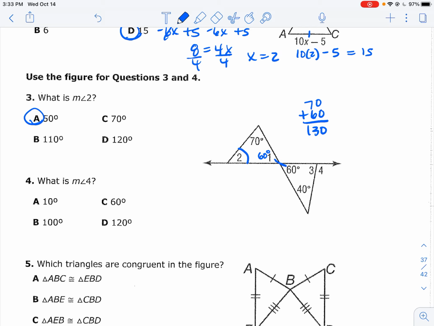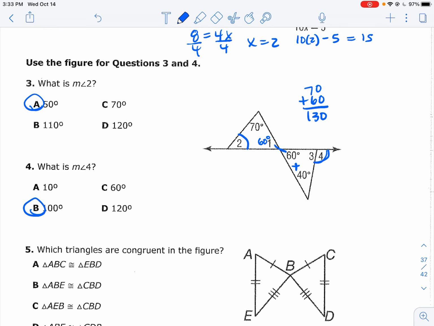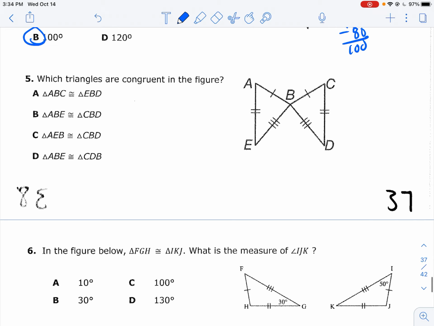Now, what's the measure of angle 4? Well, angle 4 is the exterior angle. And according to the exterior angle theorem, it is the sum of the two angles inside that are not adjacent. And so 60 and 40 make 100. Now, we could have also solved for angle 3 by adding 60 and 40, getting 100, and then angle 3 would be 80, since 3 and 4 make a linear pair, and 180 minus 80 gives you 100. So there's other ways to solve for these angles.